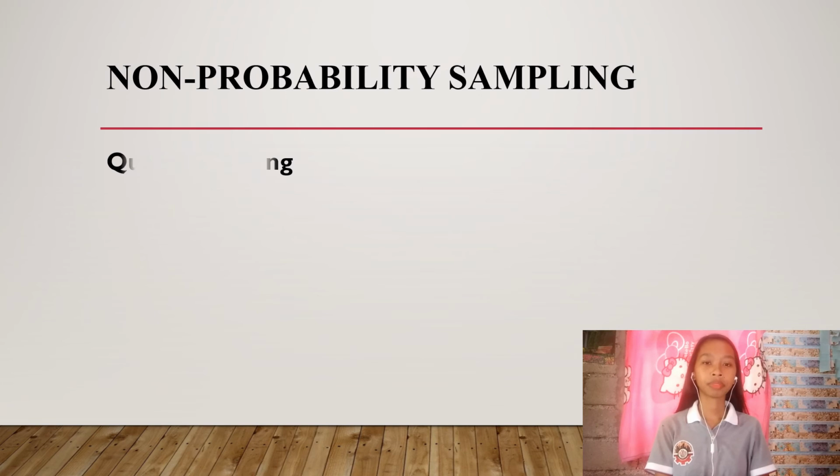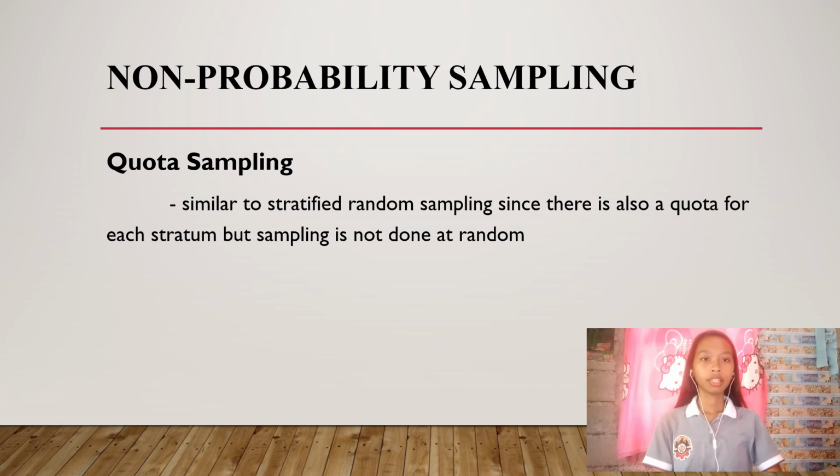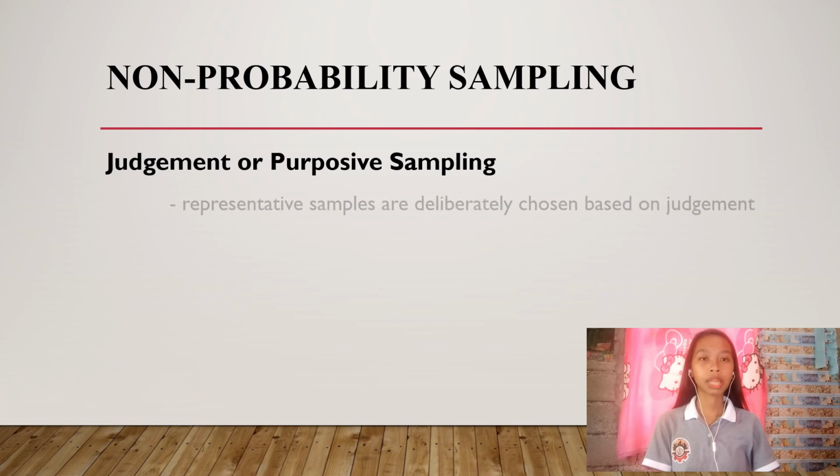Quota sampling is similar to stratified random sampling, since there is also a quota for each stratum, but sampling is not done at random. Judgment or purposive sampling. Representative samples are deliberately chosen based on judgment.